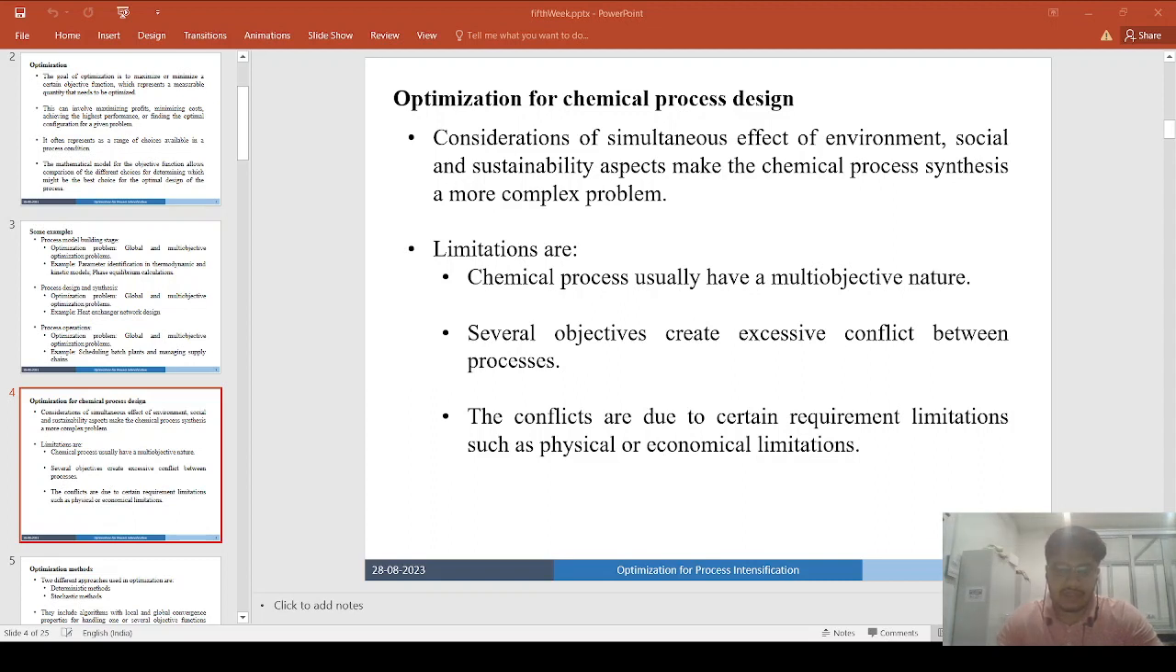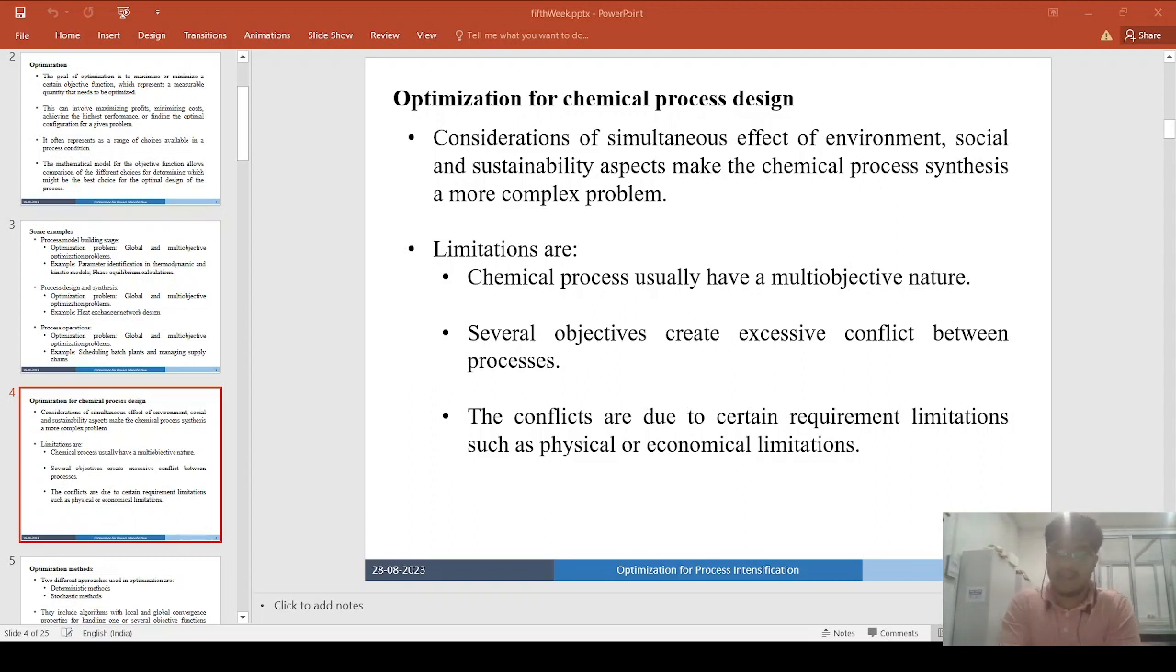So again, the limitation with the single objective function towards chemical process design in today's era is that chemical processes are usually multi-objective in nature. So you cannot apply a single objective function optimization technique to it. It should be a multi-objective optimization technique, and normally there are several objectives in conflict between them. In the real world, when you try to design, you will observe several objective functions in chemical process design that are conflicting in nature.